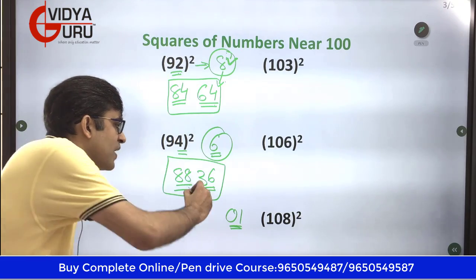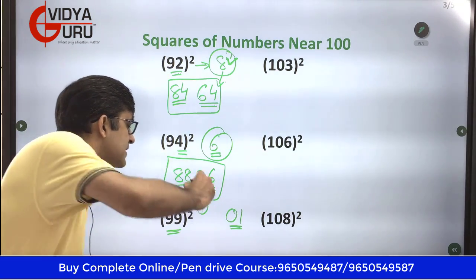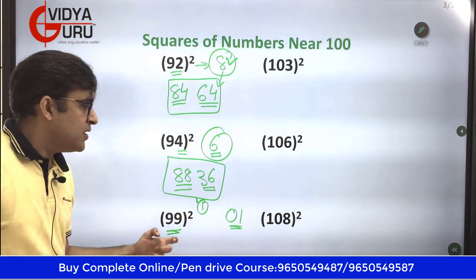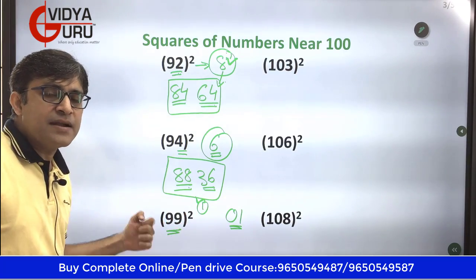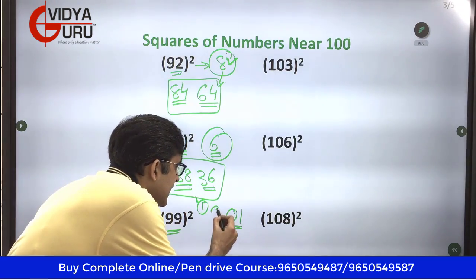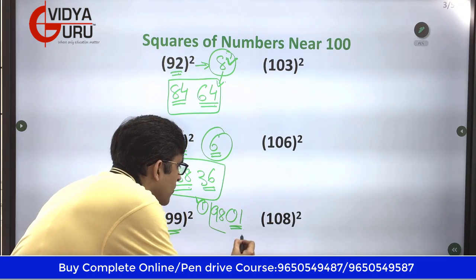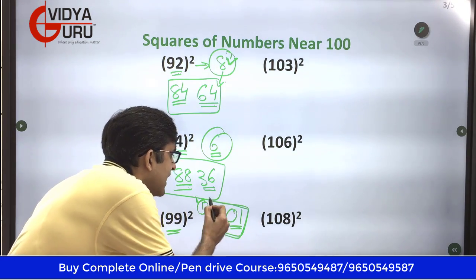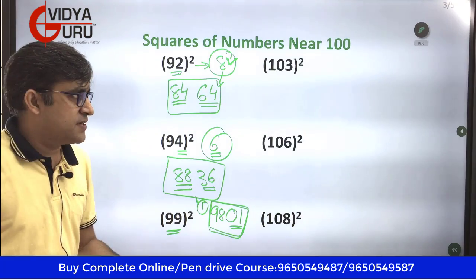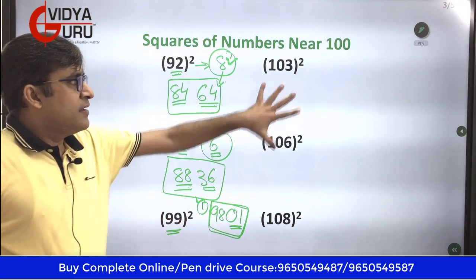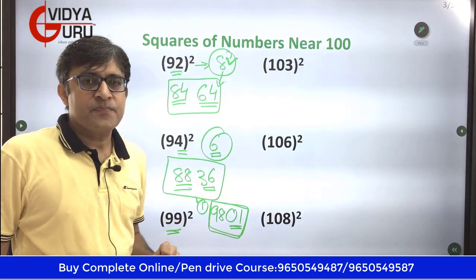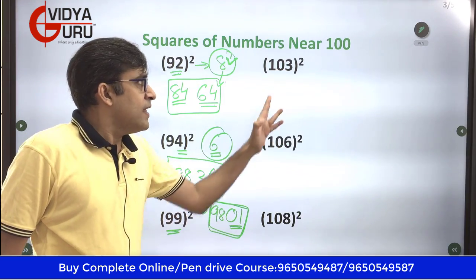Now this 1, students, will be subtracted from the number itself. So 1 gets subtracted and we are left with 98. So 9801, that turns out to be the answer. Now you know what category I'm referring to.